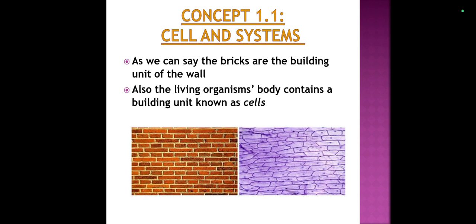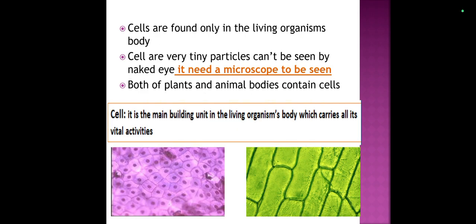What is meant by cells? Cells are like the bricks. As we all know, walls consist of blocks, or bricks. Also, the body of living organisms consists of tiny particles, which are called cells. So cells are like bricks, as they are the building unit of the living organism's body. Cells are found only in living organisms' bodies, but we cannot find them in non-living things. It's only in the living.